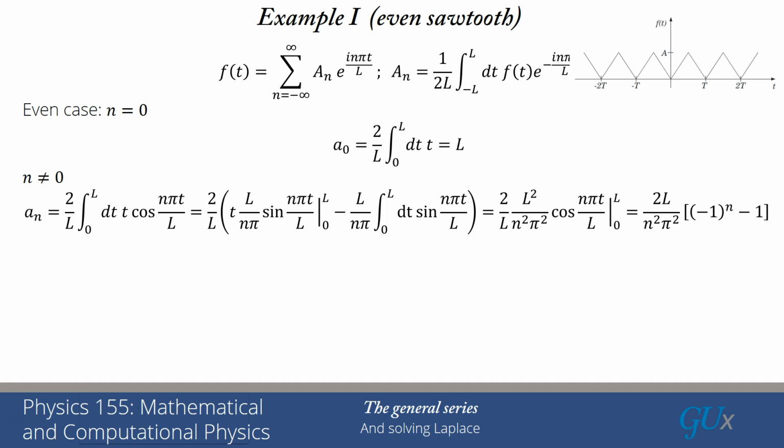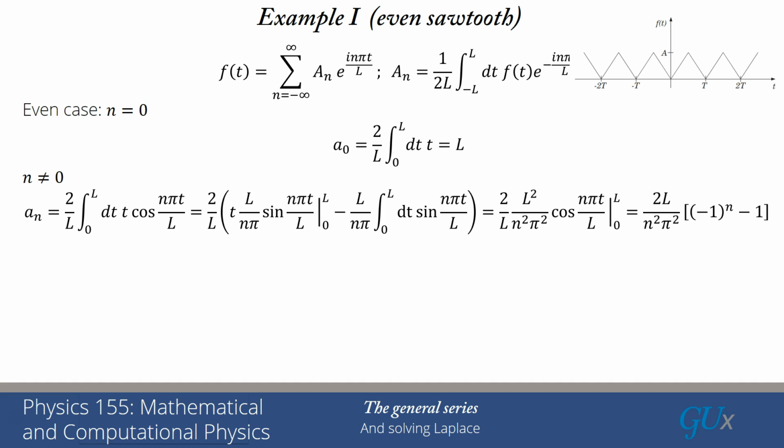Now, if you look at the first term with the boundary term, when t is equal to 0, it's of course equal to 0, but it's also equal to 0 when t is equal to L, because sine of n pi is equal to 0. So the boundary term vanishes, and now I have to do the integral of a sine. That's going to be minus a cosine, and I get the factors in front. I get the 2 over L from the prefactor for the integral, and then I get an L squared over n squared pi squared times the cosine of n pi t over L evaluated between 0 and L.